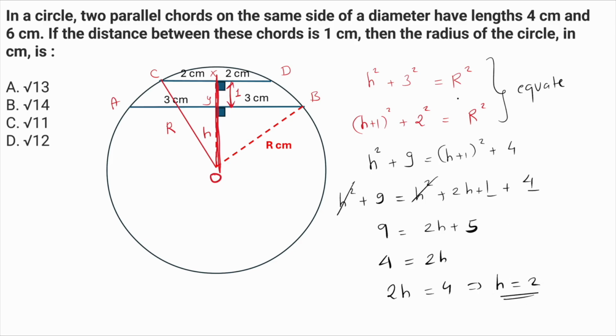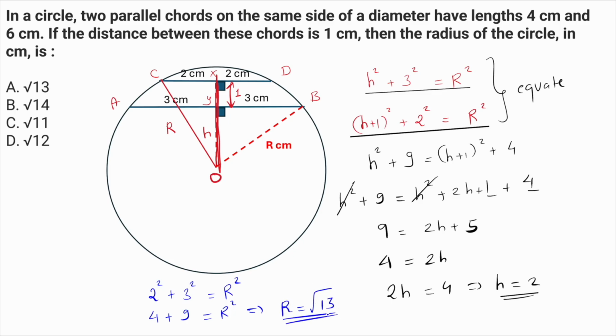Now, this value of H you can substitute in any of these two original equations, the first or second one. The first one looks slightly simpler to me. So we'll substitute the value of H in the first equation. We will get 2 square plus 3 square is equal to R square. 2 square is 4 and 3 square is 9. 4 plus 9 is R square. That implies 13 is R square. Taking square roots, R is equal to root 13. And that is why the answer to our question will be option A.